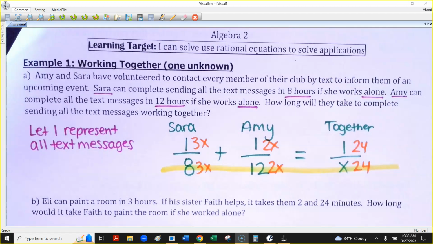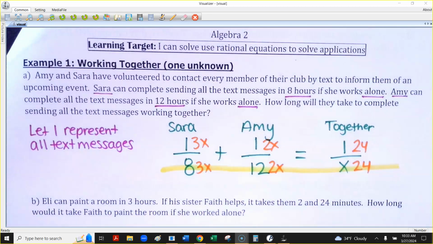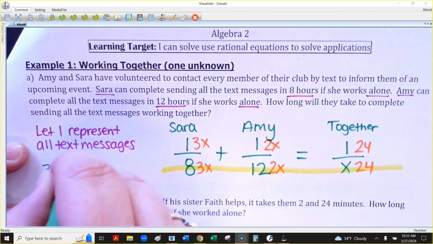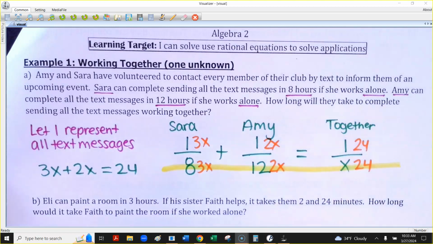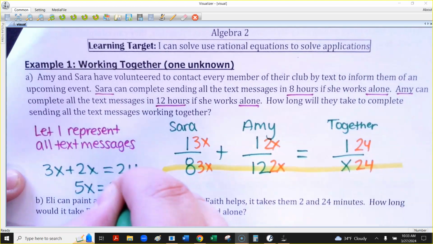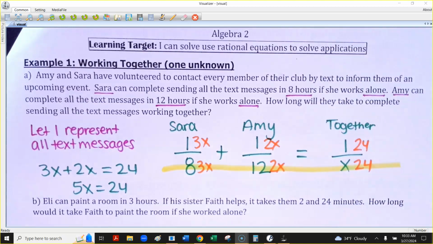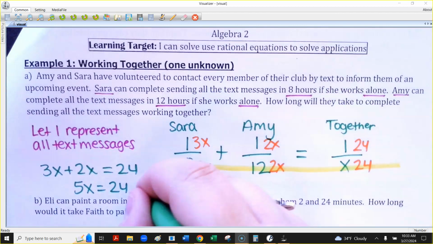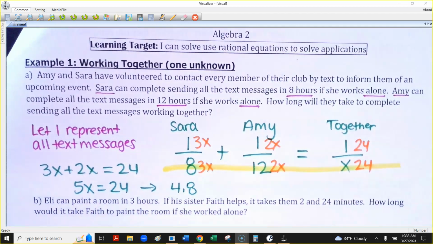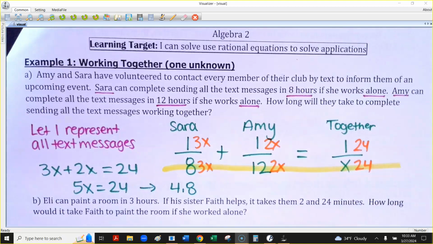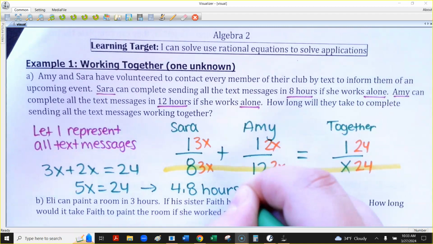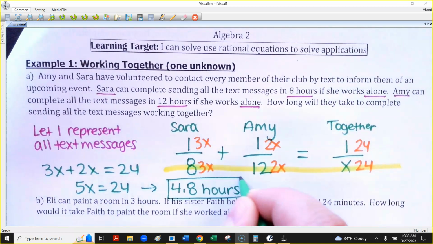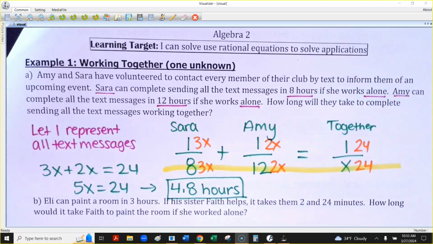Not all these questions have nice answers, so we would have 3x plus 2x equals 24. I'm going to add these up, which gives me 5x equals 24. That's not a horrible decimal, but I'm just going to divide 24 by 5, so we're going to get 4.8. Now, it gave both girls' times in hours, so your answer will be in the same unit. So this will be 4.8 hours. And that's it. Does anybody have any questions?